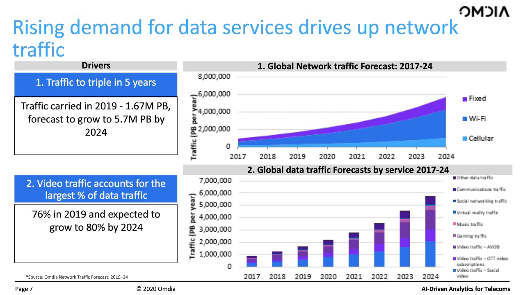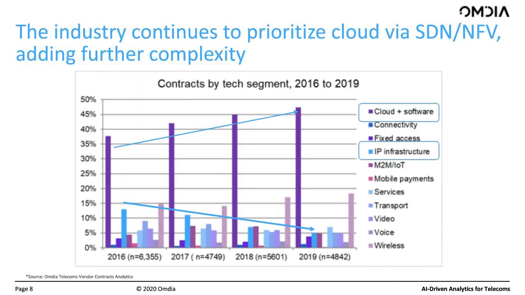Now the increase in the type of network infrastructure and the structure of this infrastructure is another factor driving the network complexity. As CSPs prepare to implement 5G, they are prioritizing investments in network function virtualization and software-defined networking. Omdia Telecom's vendor contracts and analytics tool indicates that CSPs are investing more in telco cloud and software capabilities.